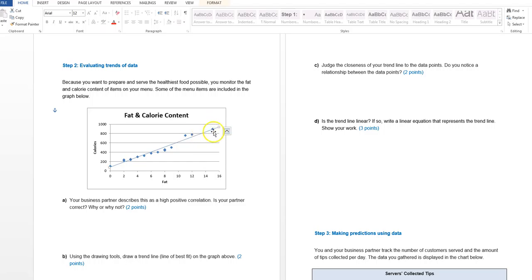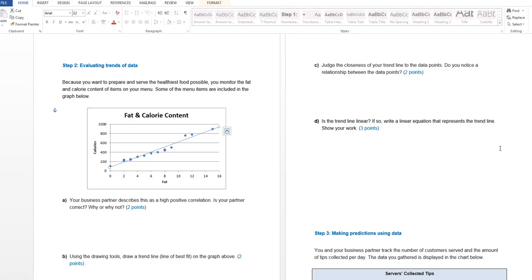Once you have the line in there, then you certainly could figure out what the equation of the line is. You can see where the intercept is. You could take a couple of points that are right on the line and figure out the slope of those and use the slope-intercept form of the equation for a linear equation to come up with it.